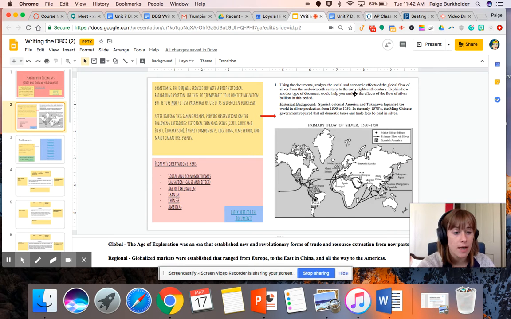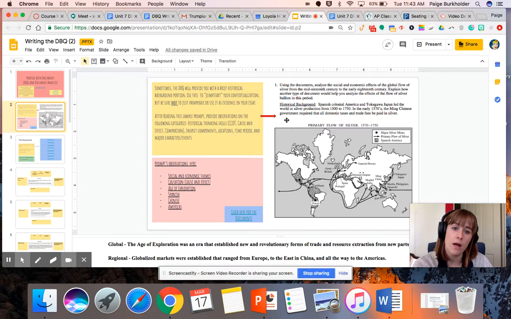I just found out last week that you see the second part of this prompt where it says explain how another type of document would help you analyze the effects of the flow of silver bullion in the period. They're no longer doing that. So the whole explain another type of document, or pick another document, doesn't exist. They will only give you 7 documents and they will ask you to use 6. So your prompt would really be just what you see in this first sentence.